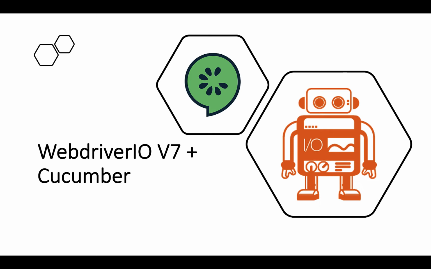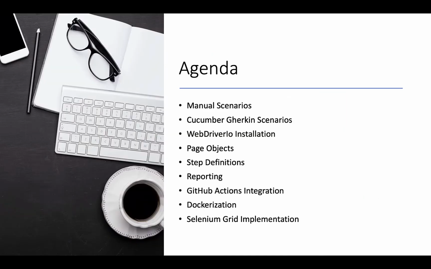So in this video, we're going to learn about WebDriverIO version 7 with Cucumber. Today's agenda is we'll be doing manual scenarios first. We'll be automating a particular website, so first we'll go through all the manual scenarios that we can automate. Then once we get all the manual scenarios, we'll be writing Cucumber Gherkin scenarios, using the Gherkin keywords Given, When, Then.